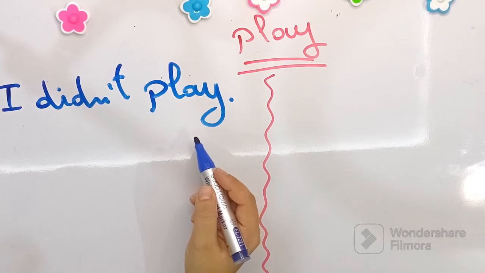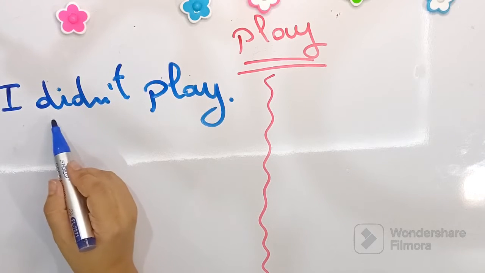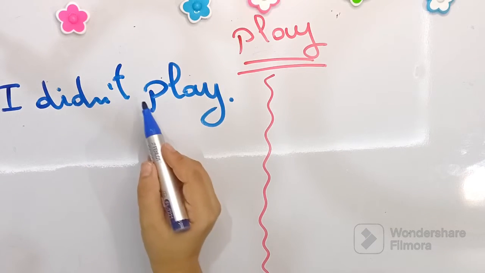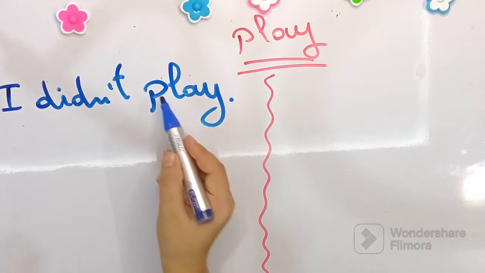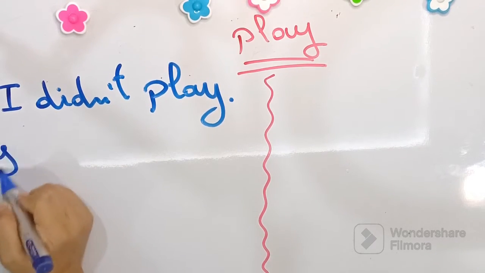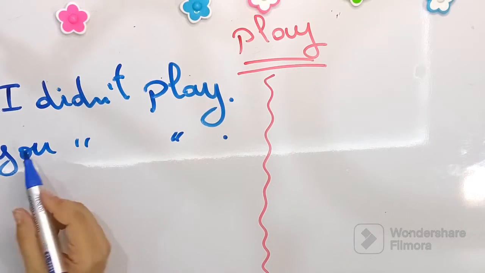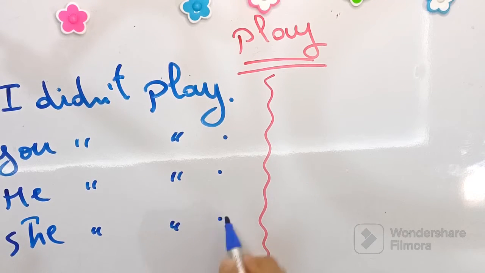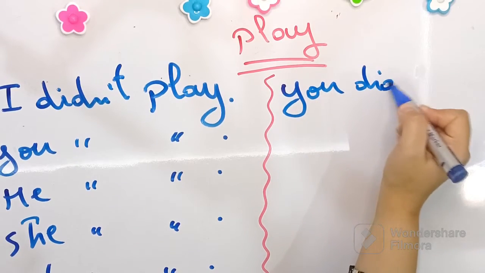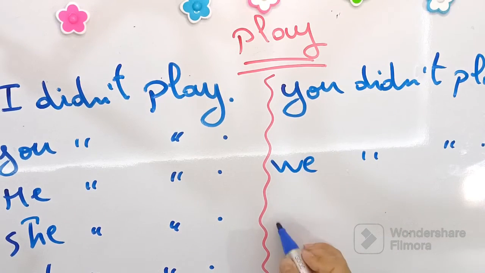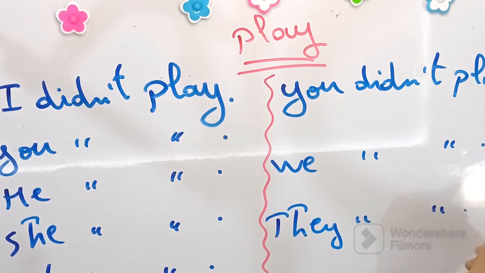I didn't play. كما ترون subject I plus auxiliary المساعد did negative form في صيغة النفي زائد plus the verb play infinitive form. Infinitive form. Okay? لا نصرف الفعل. I didn't play. You didn't play. لا نغير. He نفس الشيء didn't play. She didn't play. It didn't play. You plural didn't play. We didn't play. They didn't play.